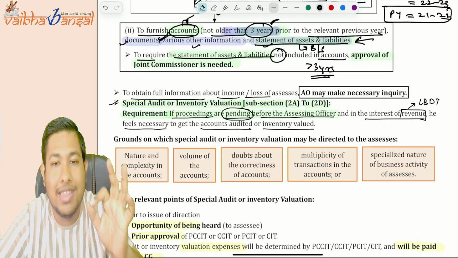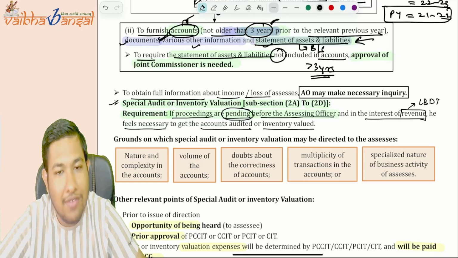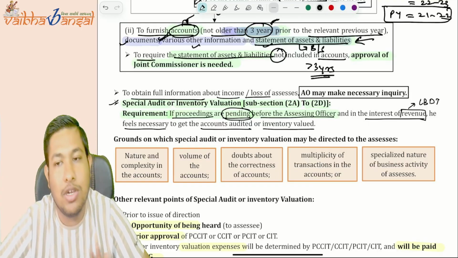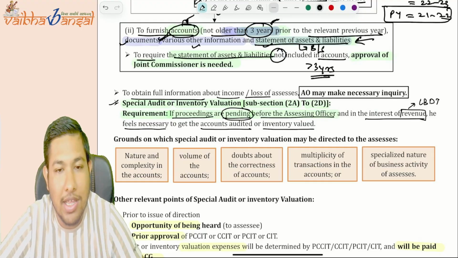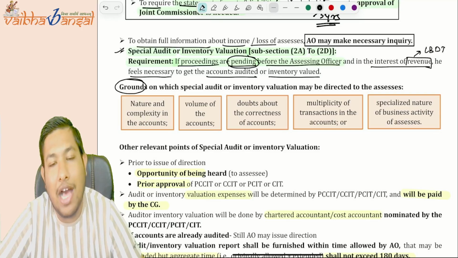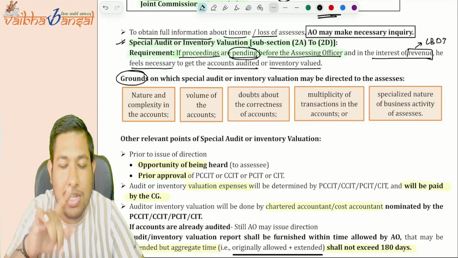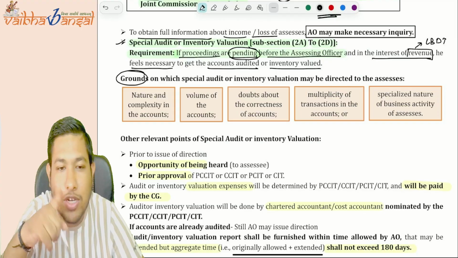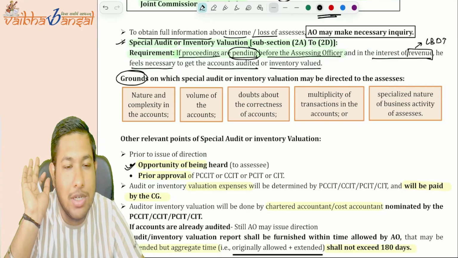But this can be done only when there is a proceeding pending before the assessing officer. In that case itself, he can ask for the accounts audited and the inventory valued. Now, on what grounds can he ask for it? Before issuing such directions of a special audit of the inventory valuation, he needs to first give the opportunity of being heard to the assessee.